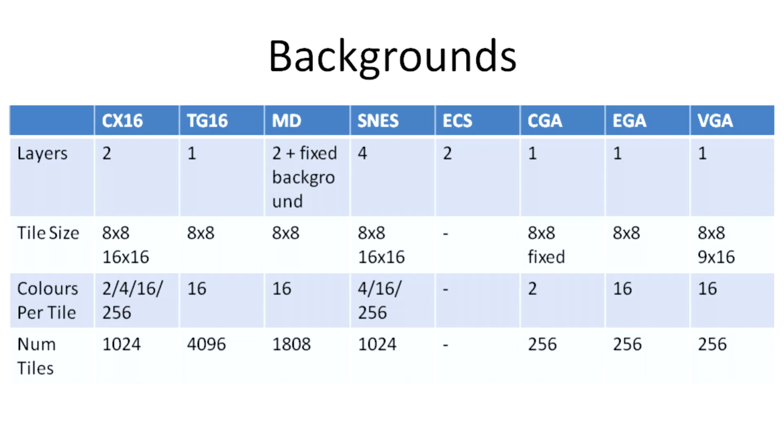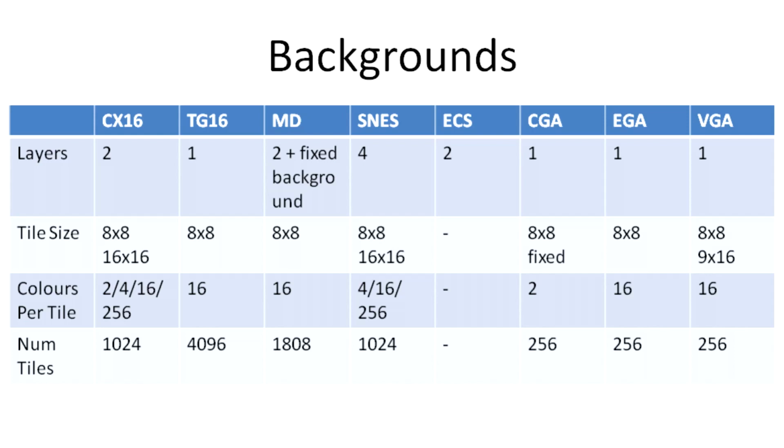Colors per tile. The CX16 supports 2, 4, 16 and 256 colors. The TG16 supports 16, that's it, as does the MegaDrive. CGA is 2, EGA is 16 and VGA is 16. And SNES is 4, 16 or 256, depending on its mode.